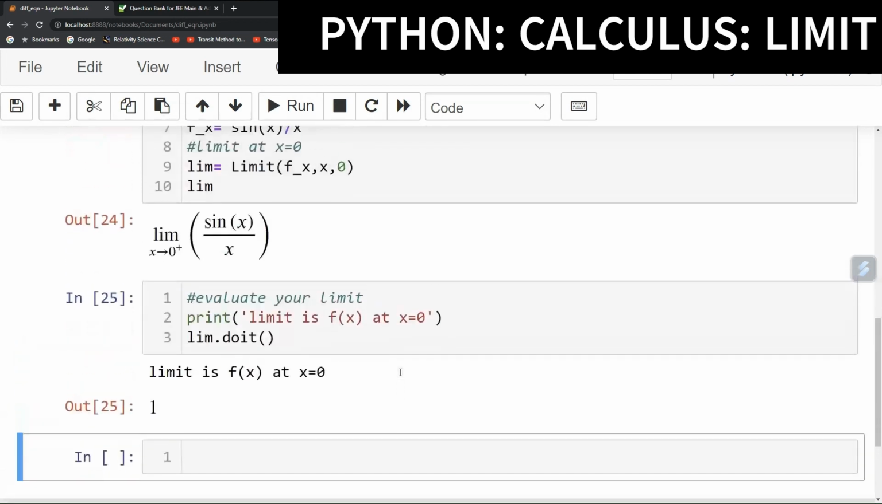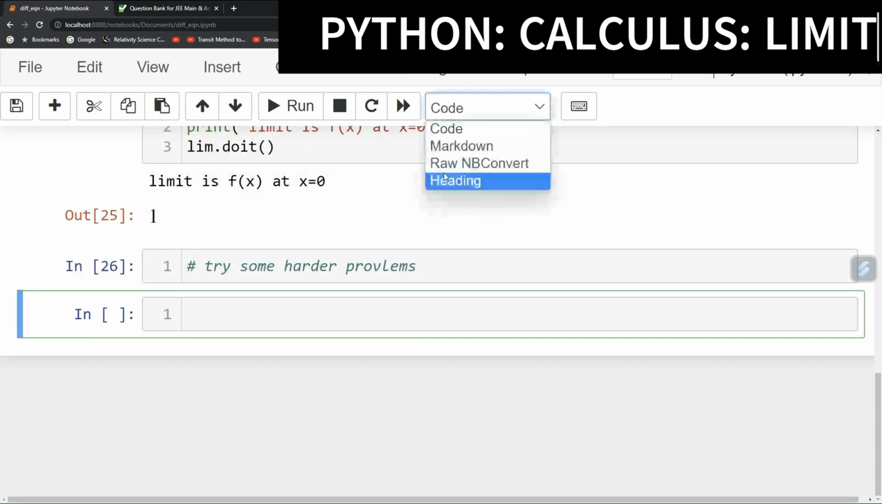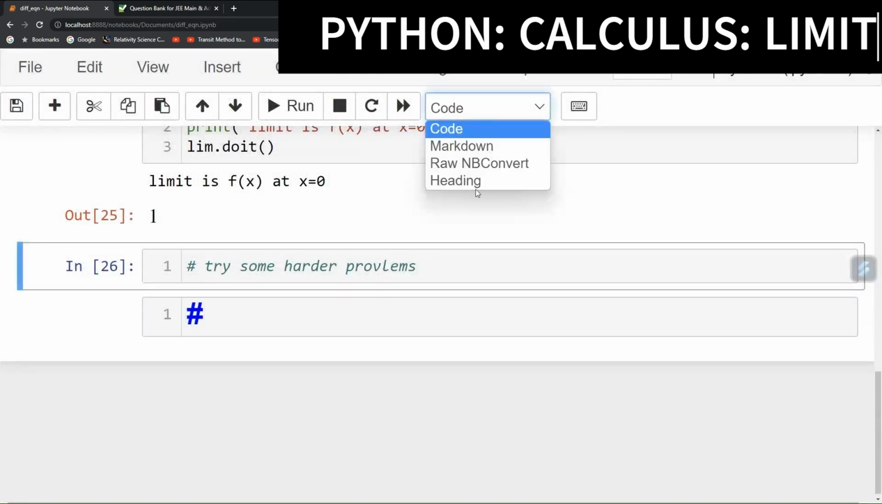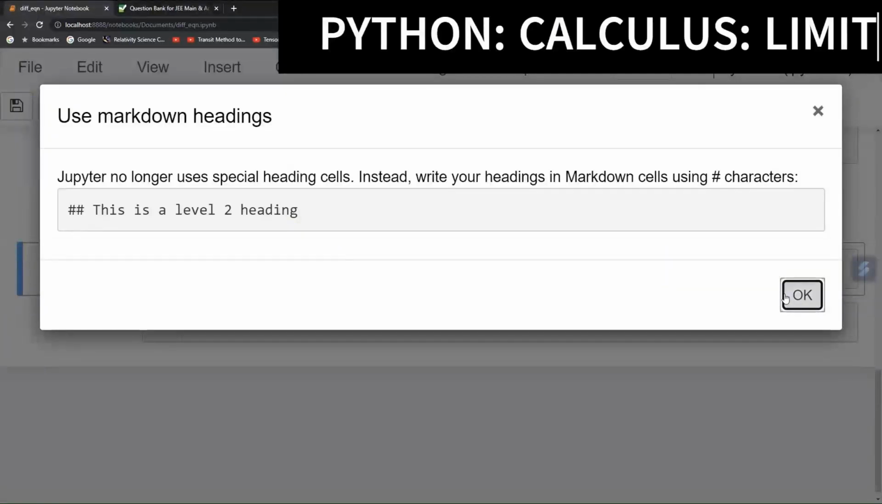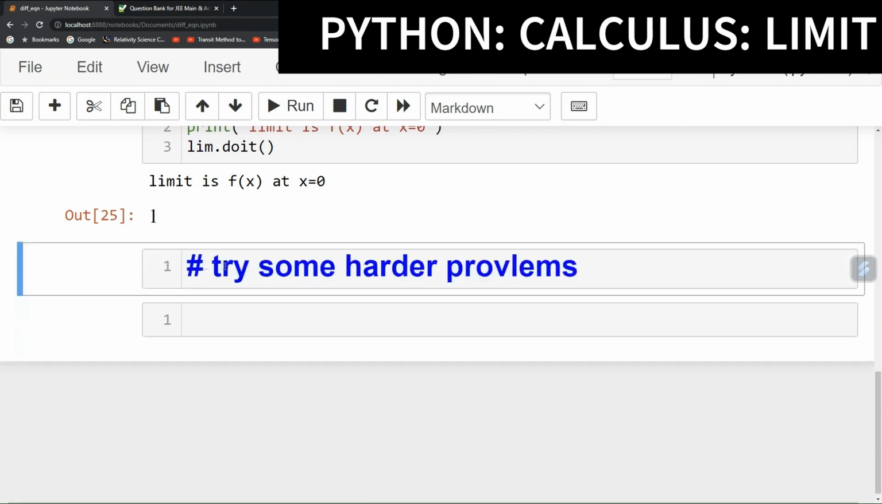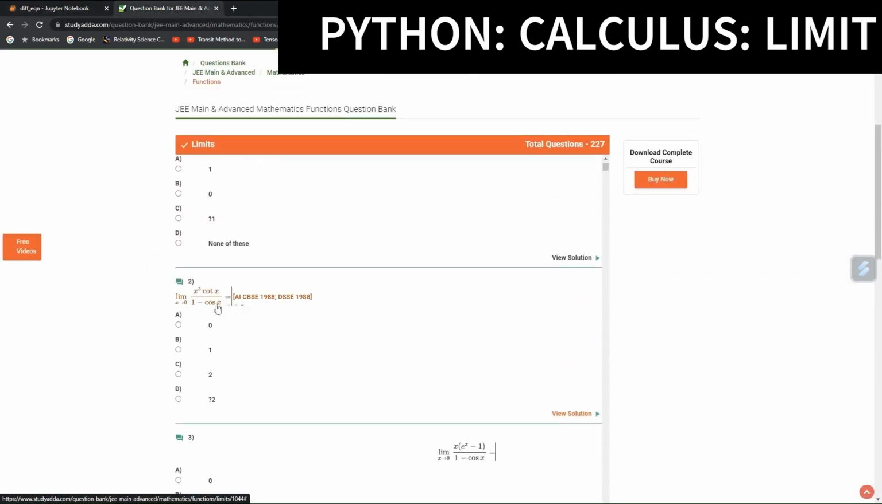Now we will try some harder expressions. Try some harder problem. I've given a heading, and then we look for some tougher problem. So here is a question. You can see here it is a JEE question. So you can try this one.